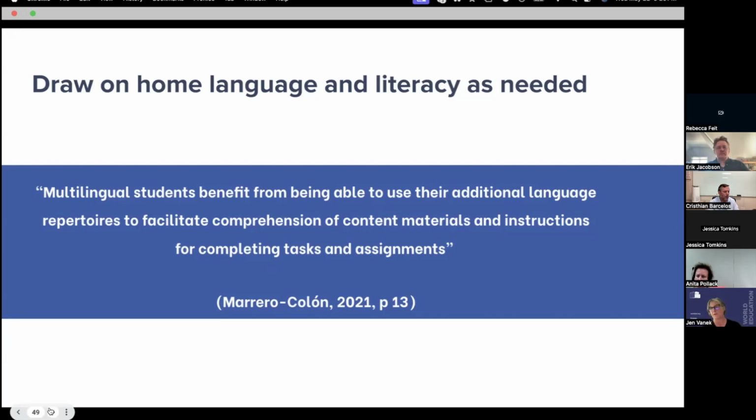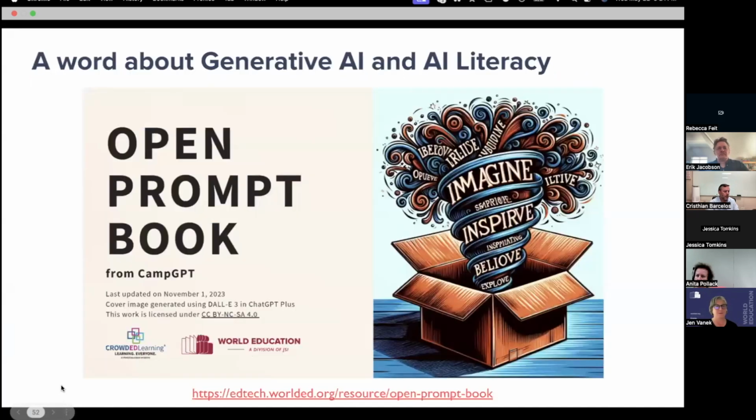And yeah, I remember when I did my MA work in the mid-90s, it was anathema to draw on home language use. But thankfully we've grown in our understanding of what's needed, and with the translanguaging movement and multiliteracies understanding, we've moved beyond that. So just hold on to that too.